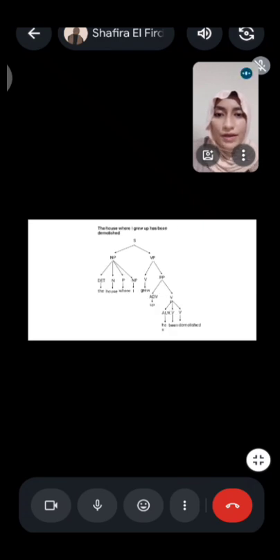So the last sentence: the house where I grew up has been demolished. The subject noun phrase, determiner is the, noun is house, preposition is where, noun phrase I, verb phrase verb grew, prepositional phrase adverb up, verb phrase auxiliary is has, verb is been, verb is demolished.